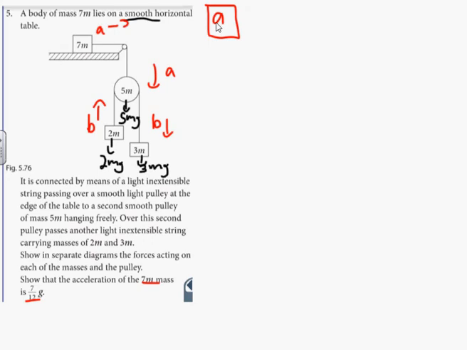Okay, so let's do our diagrams. So we start off with the 7m. So 7m has a reaction force R. Not going to use R because we'd only use it for friction. There's no friction here. Then we've got a tension pulling it to the right, and no friction opposing its motion. Okay, so that's the 7m particle right there.